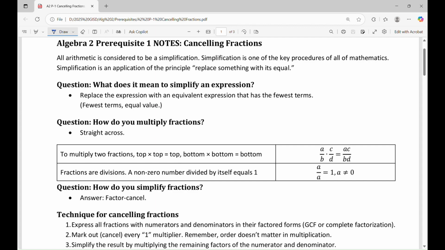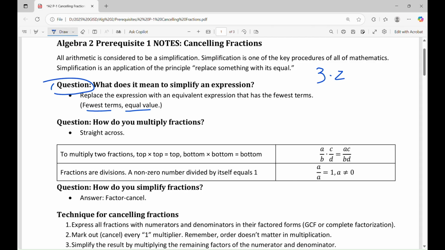Notice that whenever you see in your notes something that says question, what that means is that on a vocabulary quiz where you don't get to use your notes, this will be a question that I'll ask you. You don't have to give my exact answers, but I try to give you something that will hold the idea with a minimum of wordiness, to make it easy for you to produce for yourself. So what does it mean to simplify an expression? Fewest terms, equal value.